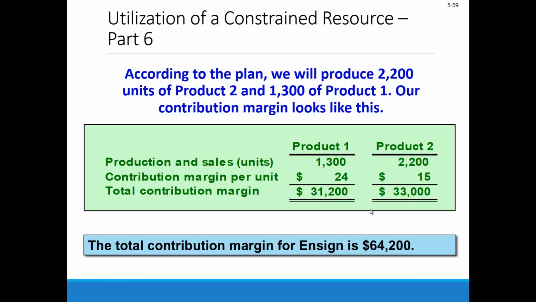If we do that, we can see that our total contribution margin would be calculated as such. Production and sales of product 1 was 1300, product 2 was 2200. CM per unit was $24 and $15 respectively. So there's our total CM based on product 1 sales and product 2 sales. And then the company as a whole would generate CM of $64,200, the sum of those two amounts.